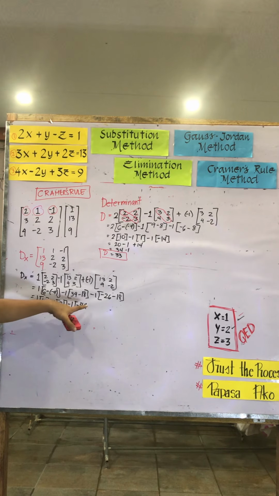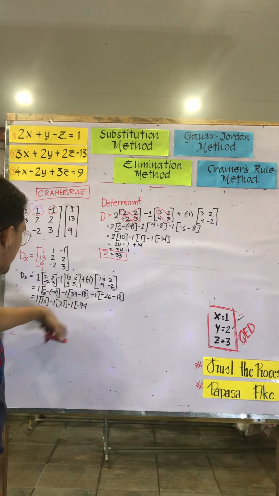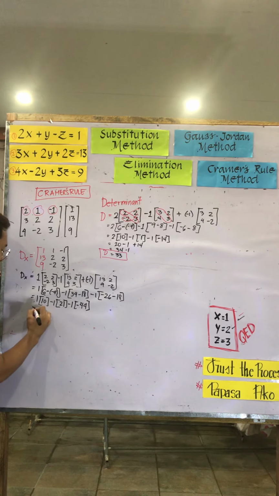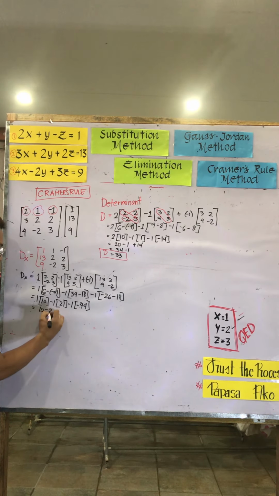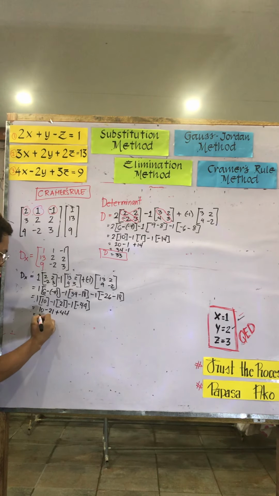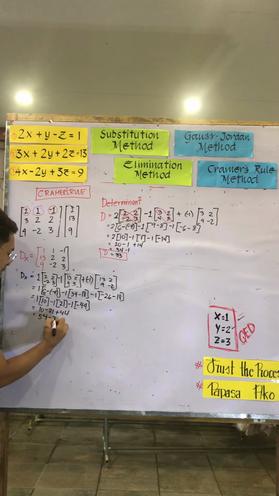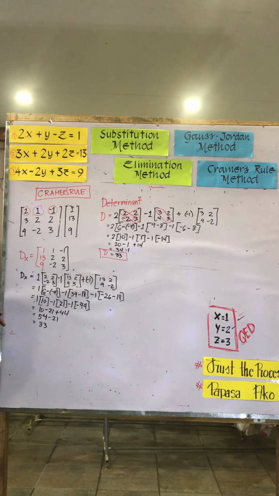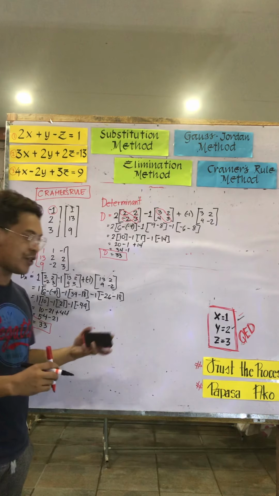8 is 14, okay, we have negative 44. Then, 1 times 10 is 10 minus 21 plus 44. We have 10 plus 44 is 54 minus 21. That will be equal to 33. Therefore, our d sub x is equal to 33 as well. Same value for our determinant.